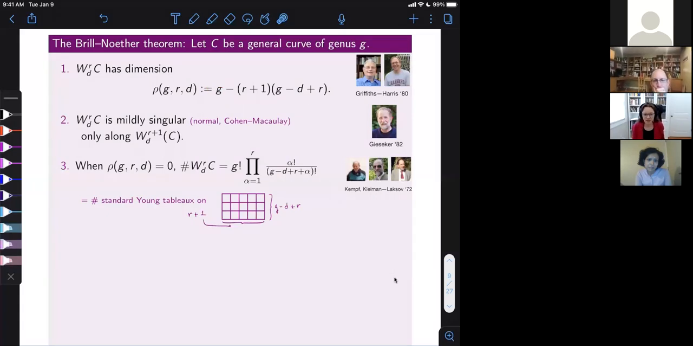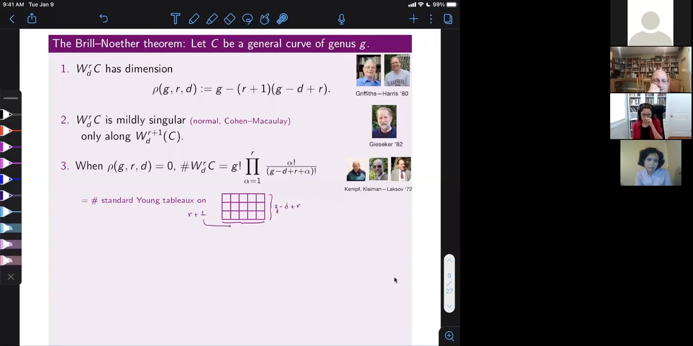For these standard Young tableaux, I have to fill this grid with the numbers 1 through g so that it's increasing along rows and increasing along columns. Every filling corresponds numerically to a point in W^r_d of C, but if you use degeneration, you can actually see a correspondence not just of numbers, but of points. It's a very beautiful theory. Okay, so that's part 3.